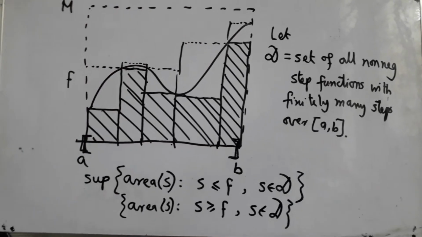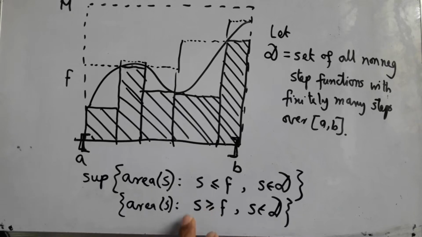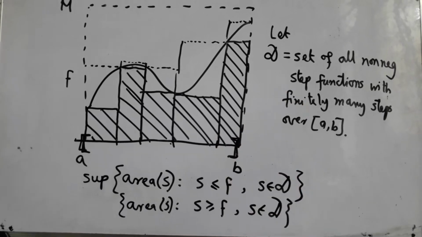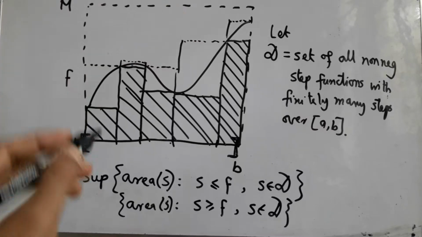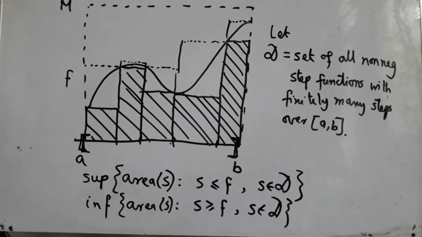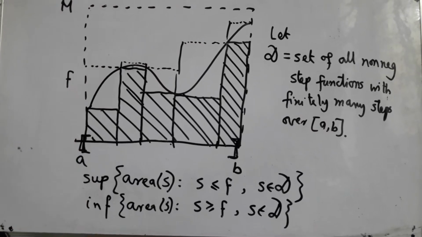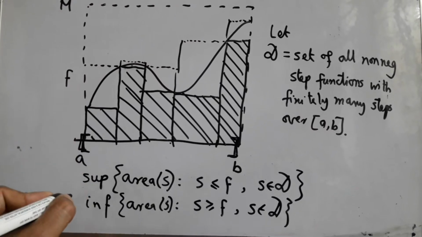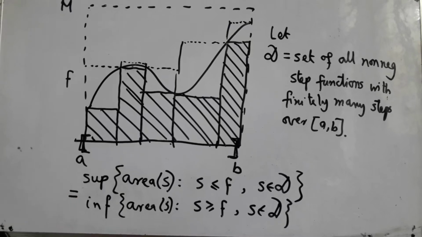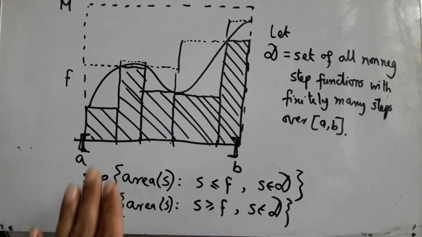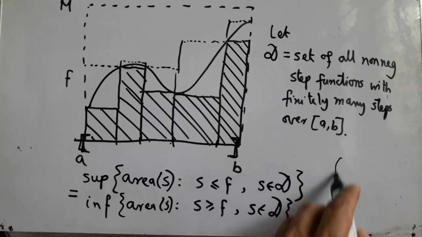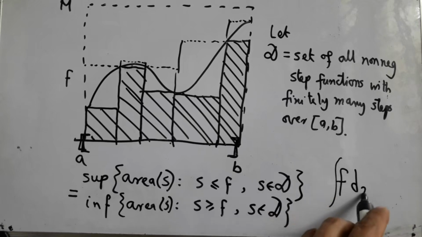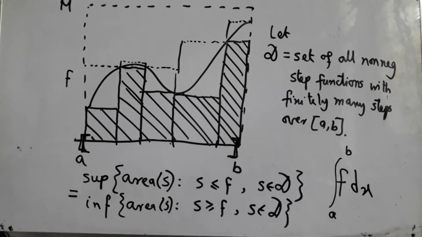That will be the area of S, but this time S is greater than or equal to f, and of course we are considering only step functions with finitely many steps. This time I am trying to bring it as much down as possible, so I will take the infimum, and it's only natural, just by looking at it intuitively, that if these two areas are the same, in that case that common value should be called the area under the curve of f and denoted by the integral of f dx from a to b.